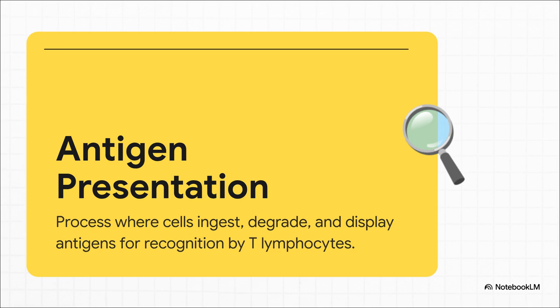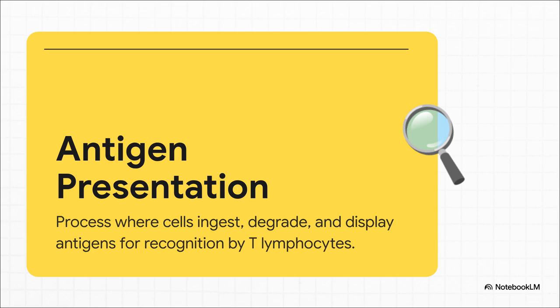Finally, we have to understand the fundamental process that kicks off most adaptive immune responses: antigen presentation. The thing about T cells, especially those CD4 T helper cells, is that they can't recognize an intact antigen just floating around. They need to have the antigen presented to them in a very specific way. This is the job of specialized cells called antigen-presenting cells, or APCs. These include cells like macrophages, dendritic cells, and even B cells.